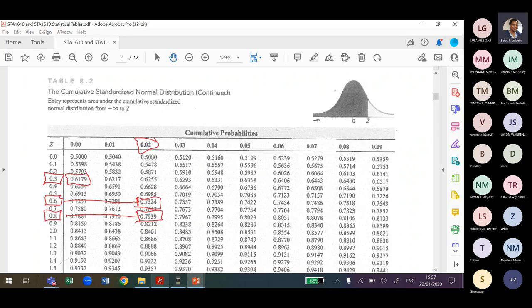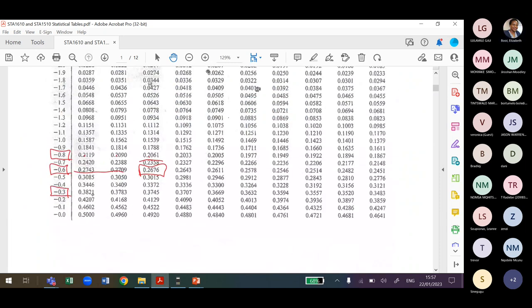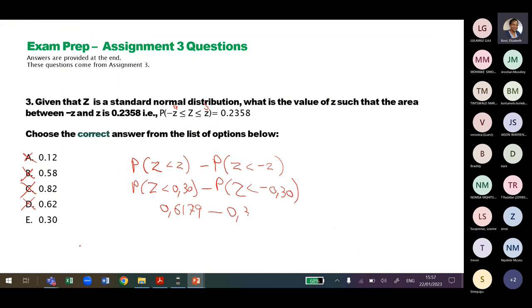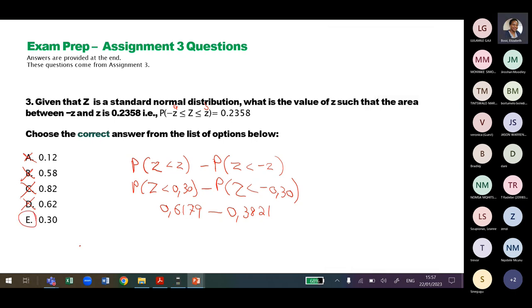Minus, we go to the negative side. We look for 0.3821. Let's take out our calculator and calculate. 0.6179 minus 0.3821 and equals. Yay! The right answer is 0.2358.